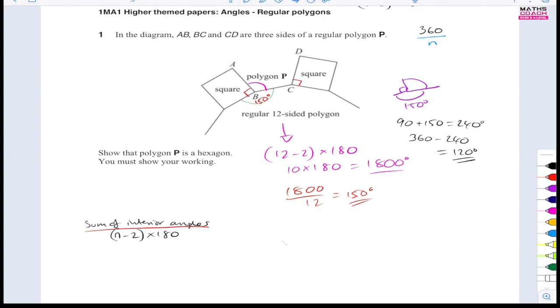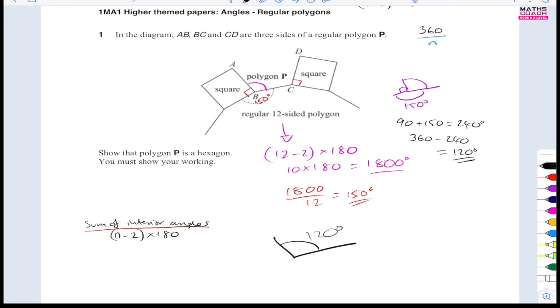So if we know that the interior angle of our polygon P is 120, and then we just extend this out, what does this angle equal? The exterior angle here. Okay, it's going to be angles on a straight line. Doesn't look very straight here. Let me draw this again.